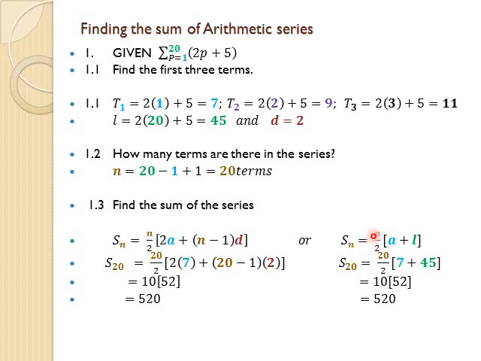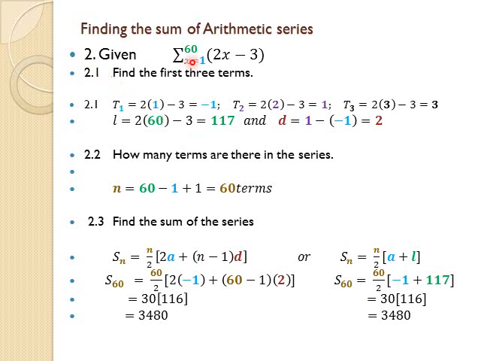Or I can say Sn equals n over 2, a plus last term. So n again is 20. My first term is 7, my last term there I got is 45. 7 plus 45 gives me 52, 52 times 10 gives me 520. So whichever way you want to go, that is how I would find the sum. Let's look at the next problem.